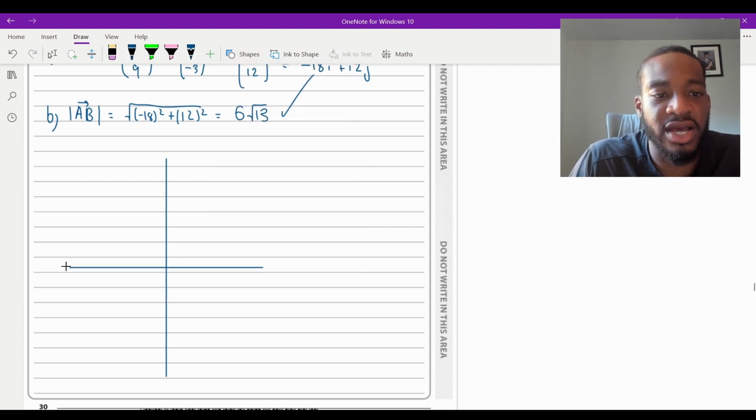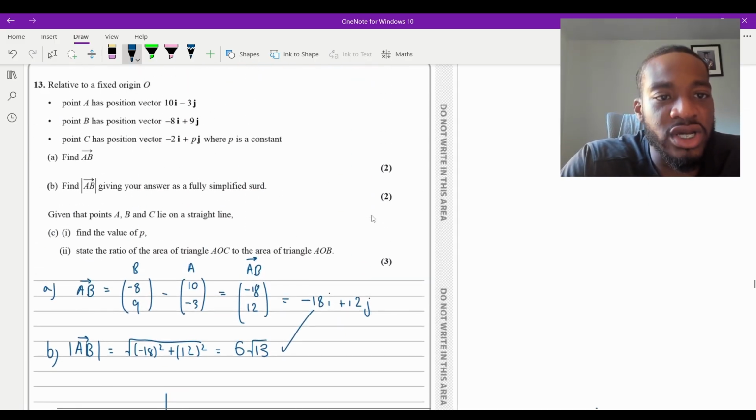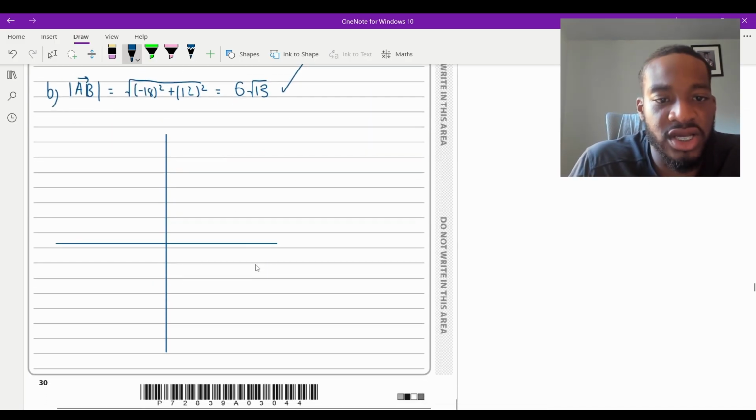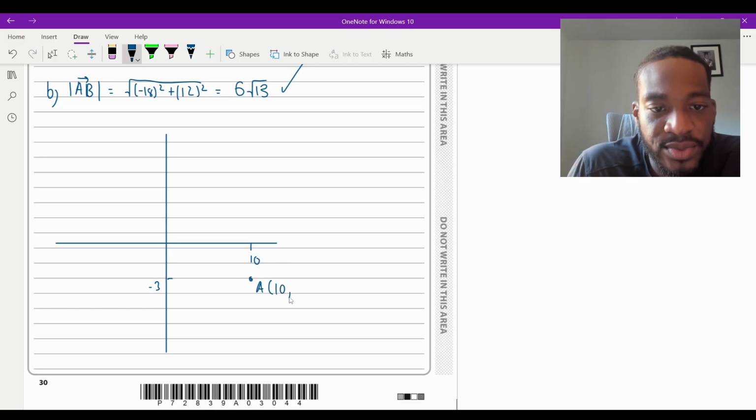So I'm going to get an axis going like that, and then I'm going to attempt to plot those points. Point A was (10, -3), wasn't it? So let's just say 10 is here, for example. Let's say -3 is around there approximately. So this is the point A, which is (10, -3).